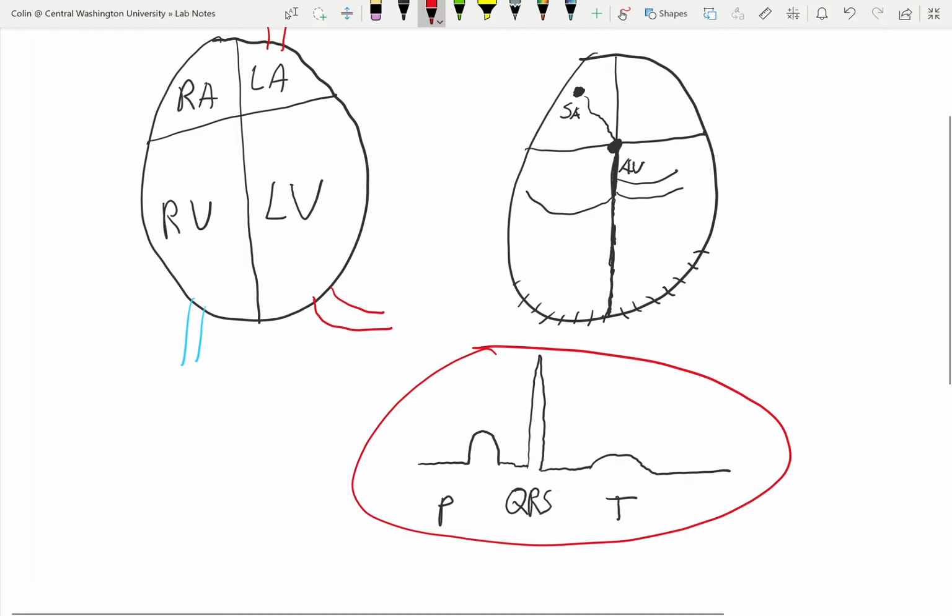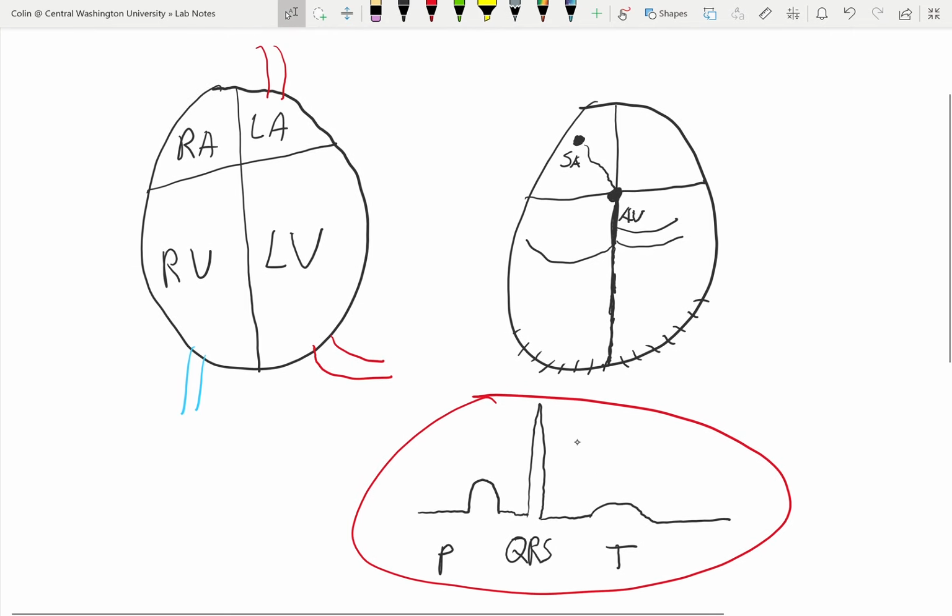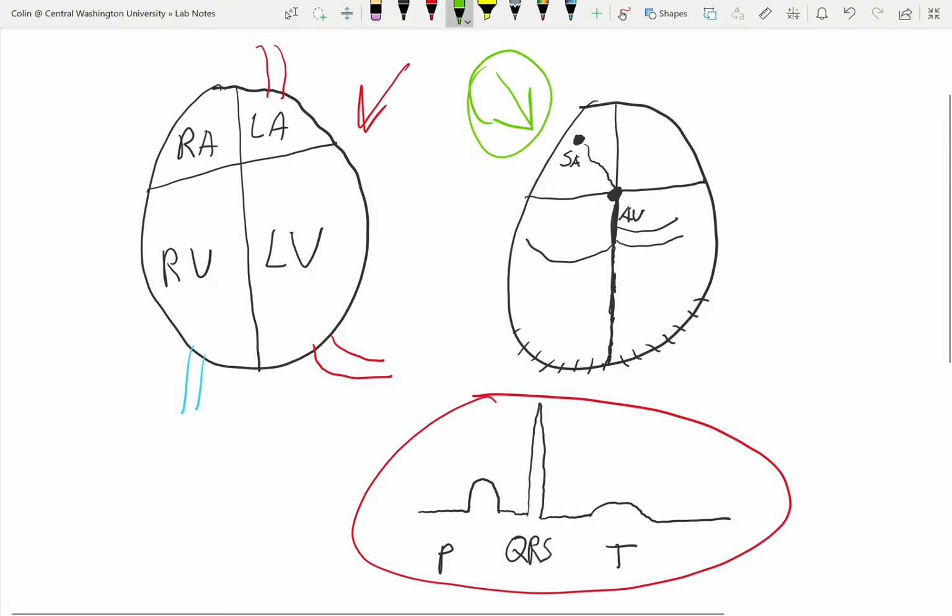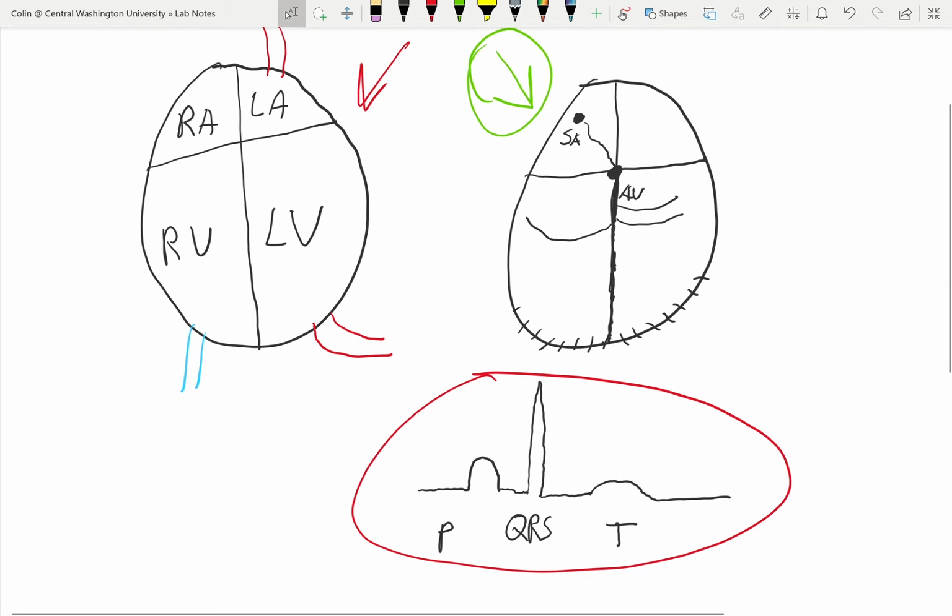But for now, we'll just do a quick recap here, right? So we have the mechanical over here, and we have the electrical over here. What we really care about is the electrical system of the heart, because that's what we're seeing in the 12 lead.